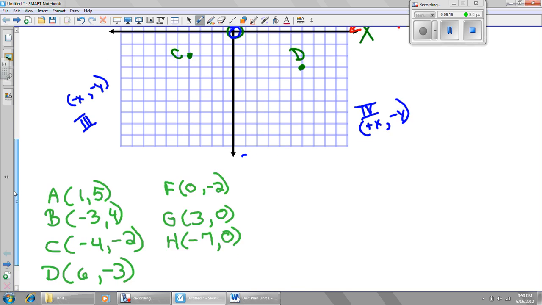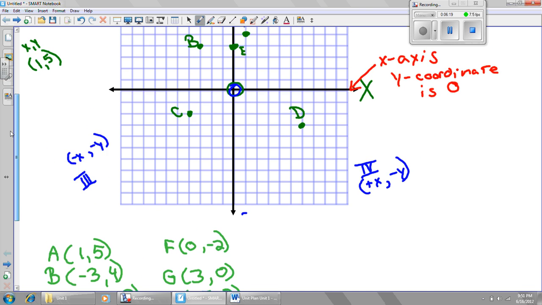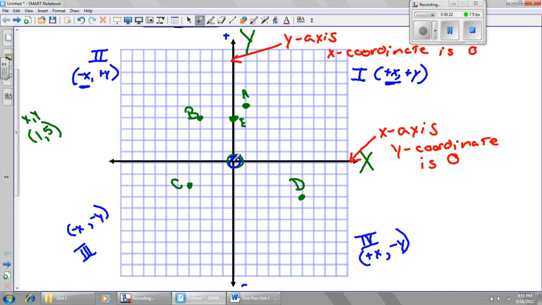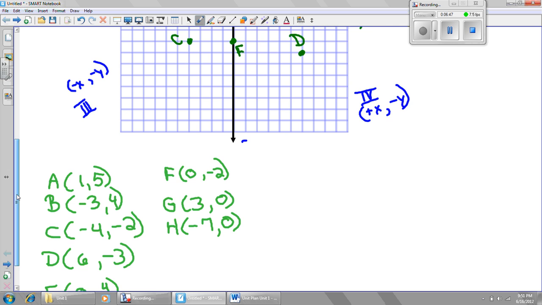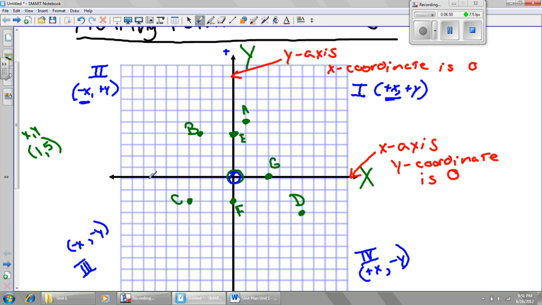All right. F is (0, -2). Put my pencil at the origin. Move 0 in the X direction, and then go 1, 2 in the Y direction. There you go. Negative Y direction, that is. All right. (3, 0). The Y is 0, so I must be on the X-axis. 1, 2, 3. Point G. And then finally, (-7, 0). So I think 9, 8, 7 right there. There's point H. You should be masters of this.